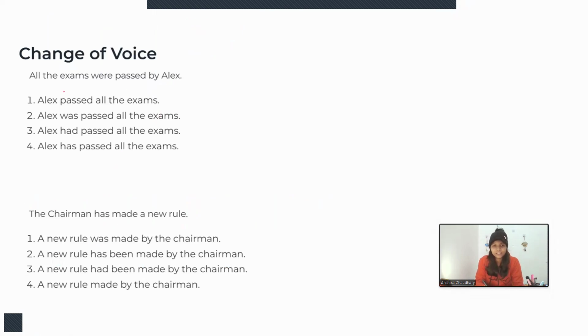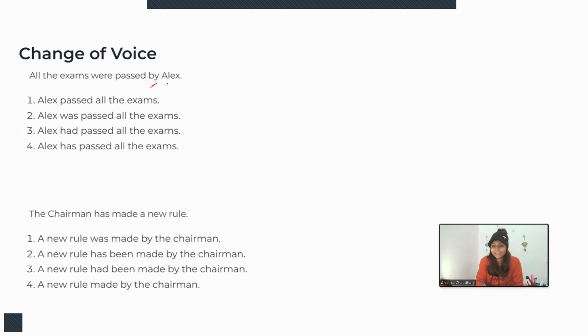So if we see here, the sentence is given in passive voice first, right? So we need to convert it into active voice. So always first check whether it is in active form or in passive form, right? How can we identify? With the use of this "was", because we use it in passive voice. So this passive voice we need to convert into active voice. All the exams were passed by Alex.